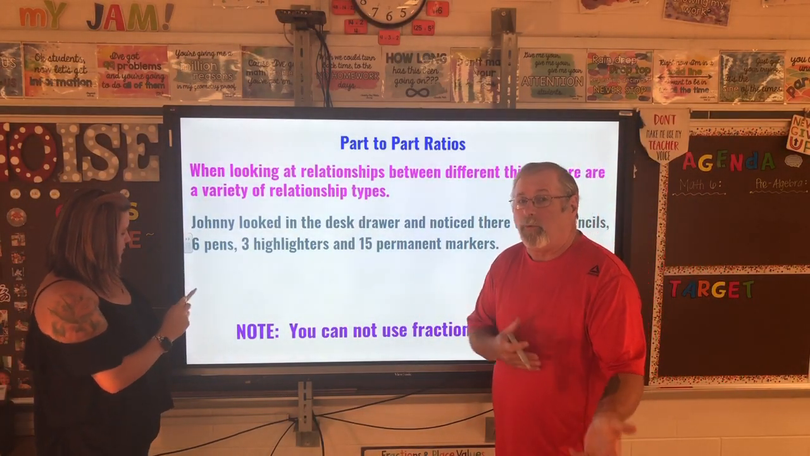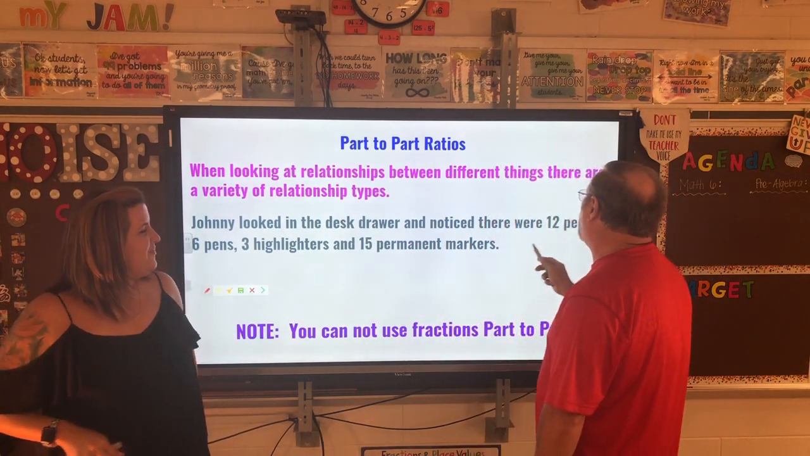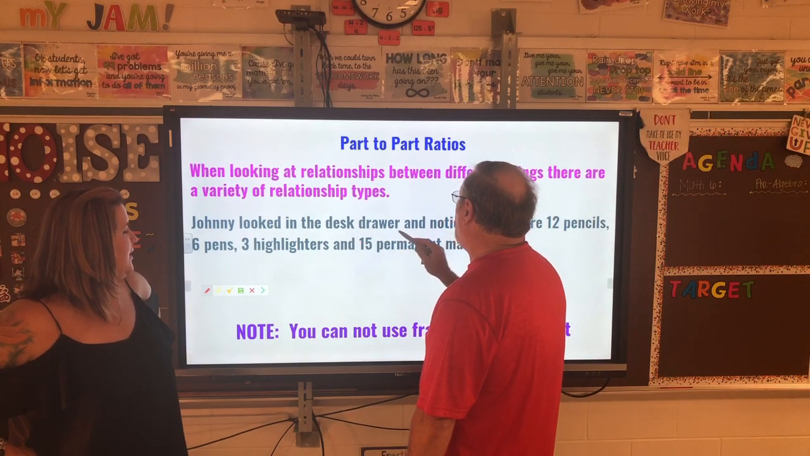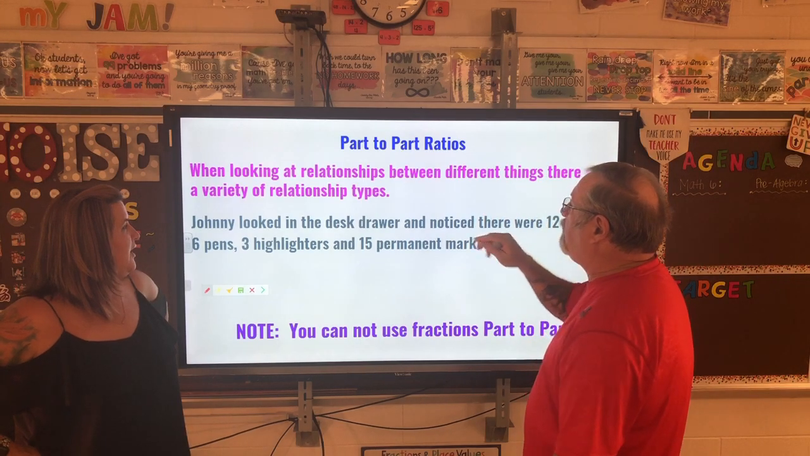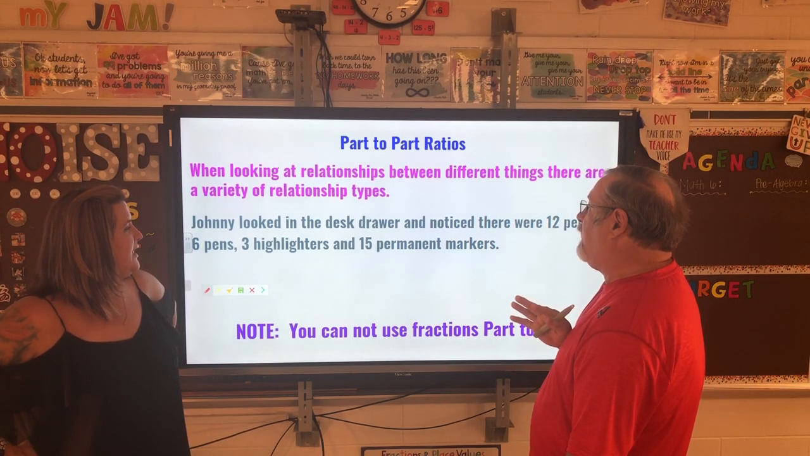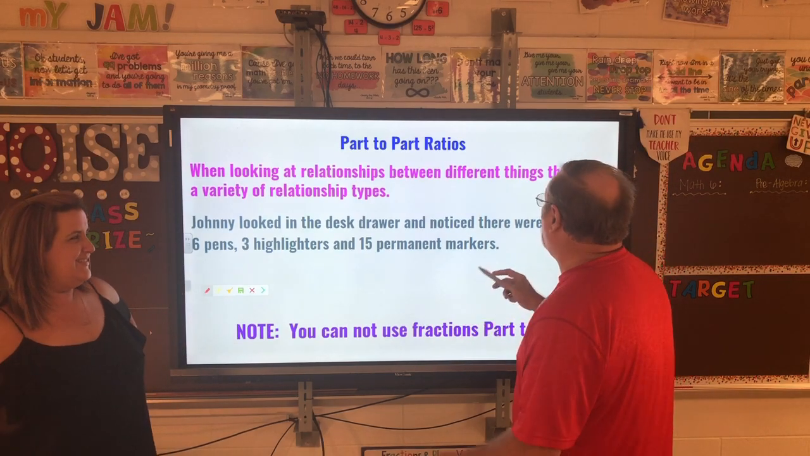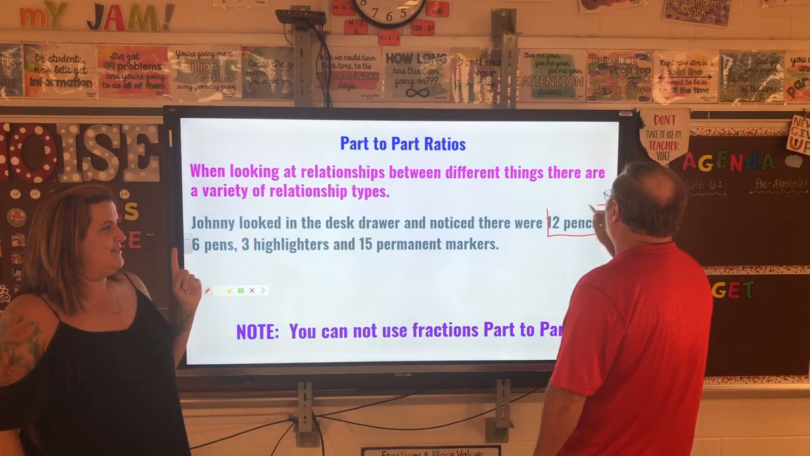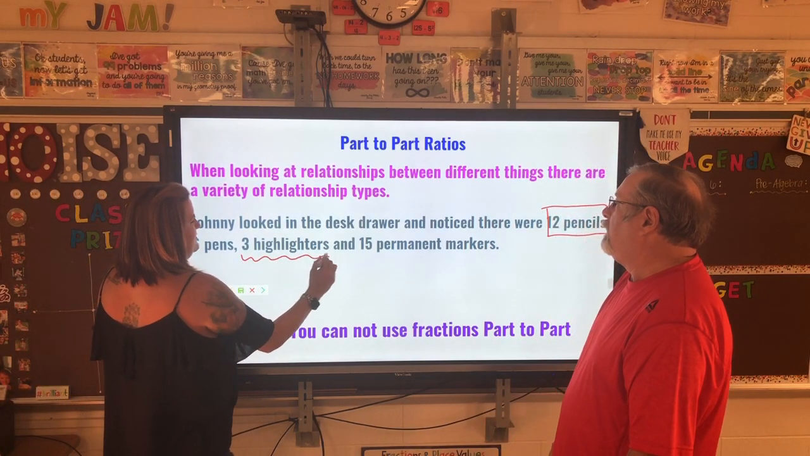So here's just a few more examples. Now this is kind of like a word problem example. It says Johnny looked in the desk drawer and noticed that there were 12 pencils, 6 pens, 3 highlighters, and 15 permanent markers. So now we want to find the relationship between, let's do pencils to highlighters. Which one has to go first? Pencils, because that's what she said first. To the highlighters. There you go.